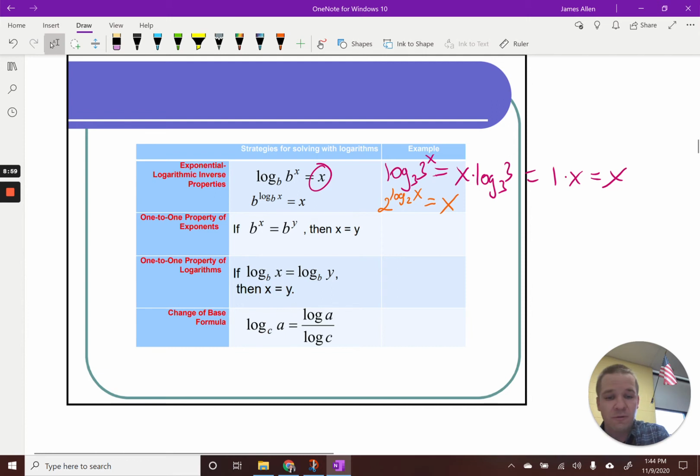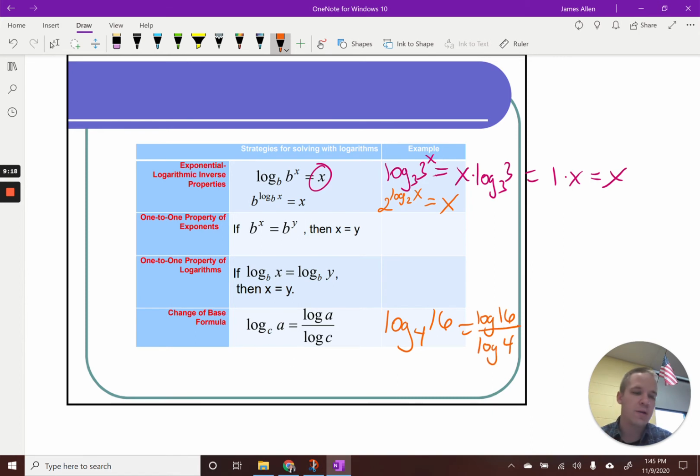You could type in, so if you had log base 4 of 16, I could do log base 10. It would be your built-in. I'm going to move it back a little bit. Log of 16 divided by log of 4. You can just plug it into your calculator like that. So that was very useful in some of the older model calculators.